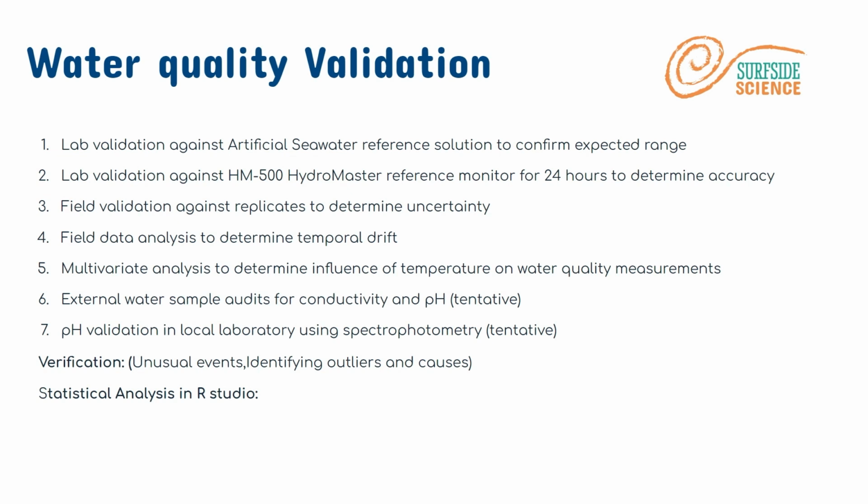Also, field data analysis was done to determine temporal drift. Multivariate analysis was done to determine the influence of temperature on water quality measurements. External water sample audits were done for conductivity and pH. Furthermore, pH validation was done in a local laboratory using spectrophotometry verification. Unusual events were troubleshooted by a process of identifying and flagging outliers, determining the cause of the outliers, determining the validity of the data points, and cleaning the data where appropriate. Statistical analysis was done in RStudio, which included a set of 9 performance measures.